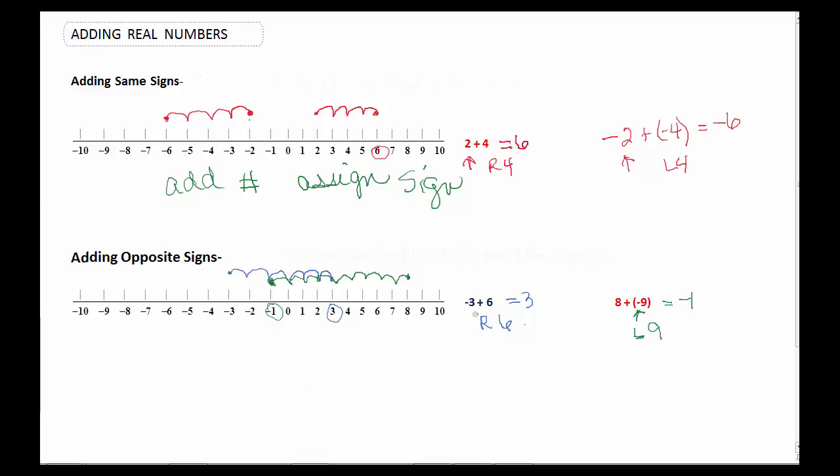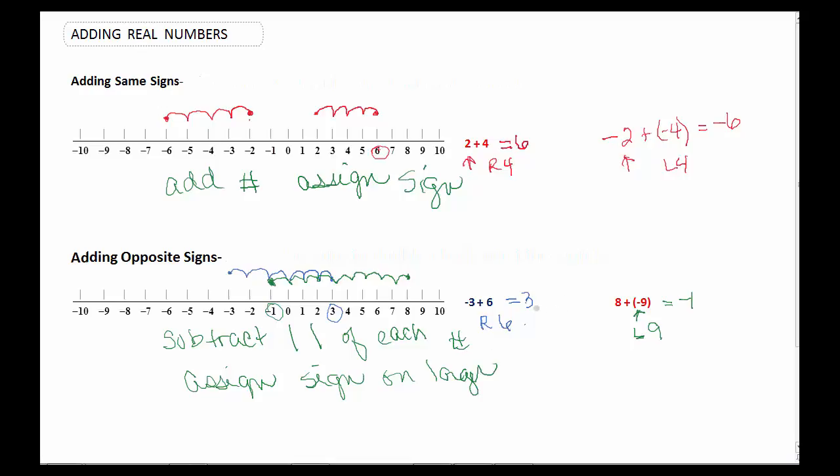If you have opposite signs though, like negative 3 plus 6, you subtract. They say it's the absolute value of each number, and then assign the sign of the larger.